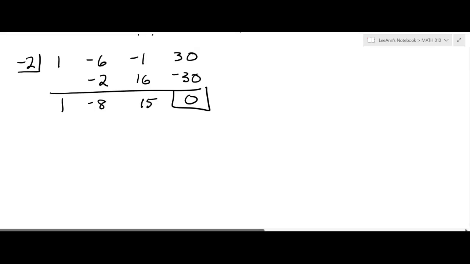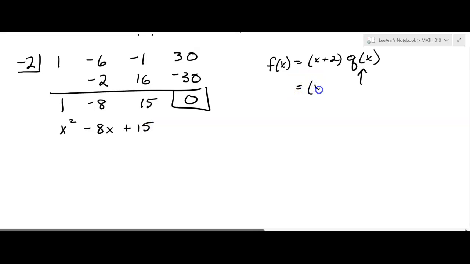That means that, we said, okay, f of x is equal to x plus 2 times some polynomial. But here's the great news. Now we know what that polynomial is. So I go down a degree. This is x squared minus 8x plus 15. Now, that means that x plus 2, I'm kind of going the long way with this, times x squared minus 8x plus 15, if I multiply that out, I get the original polynomial. But here's the really great news. This is quadratic. And we have ways to solve quadratic equations.